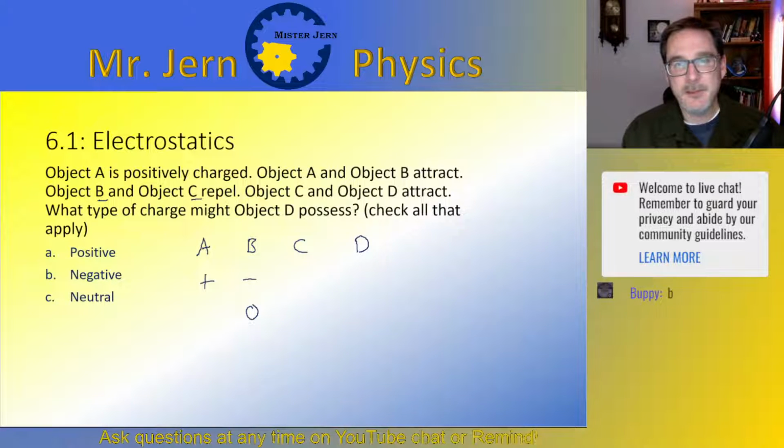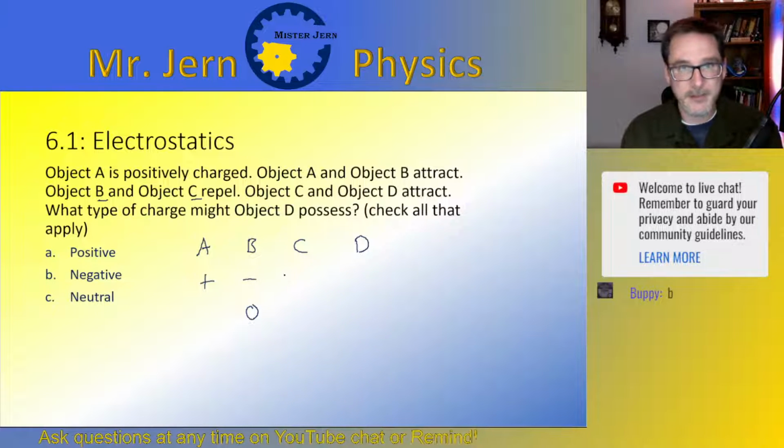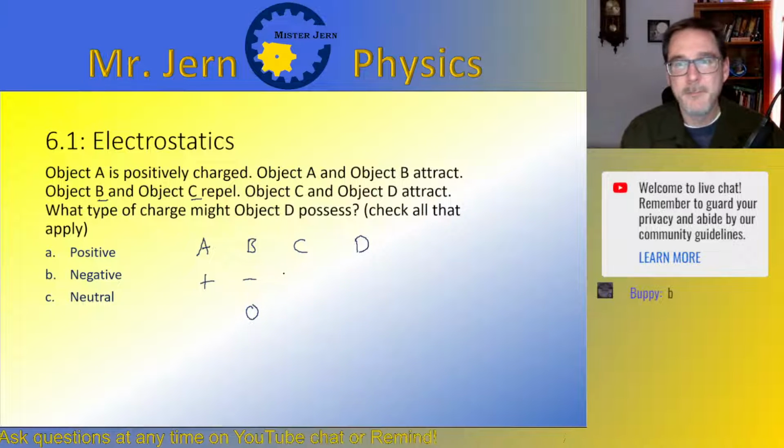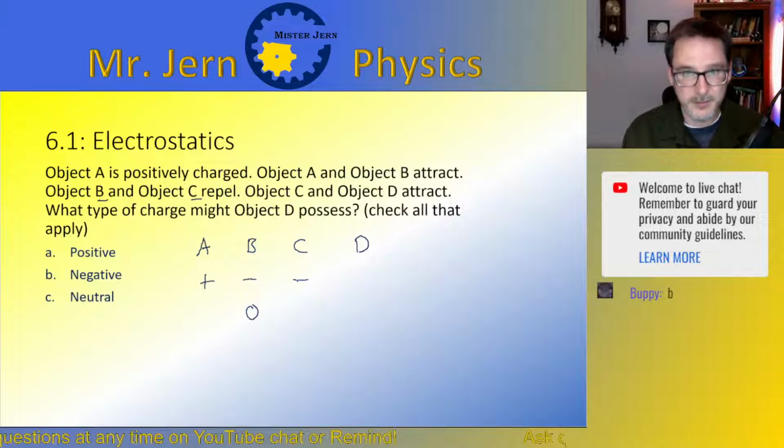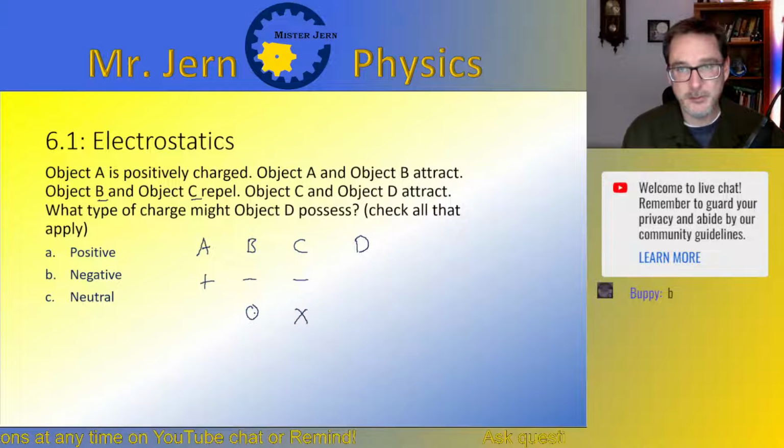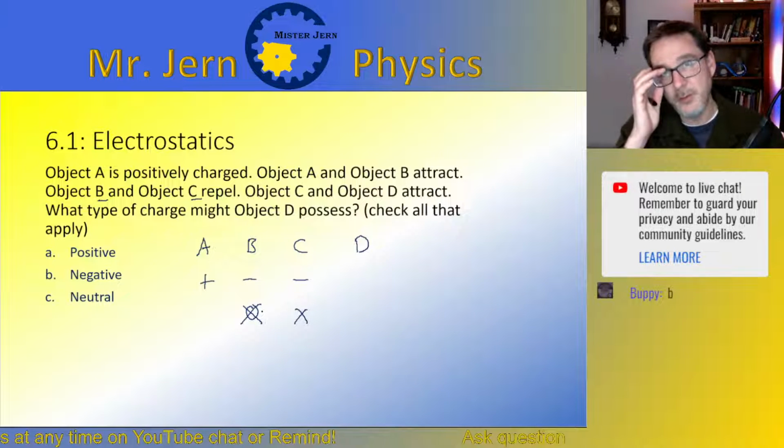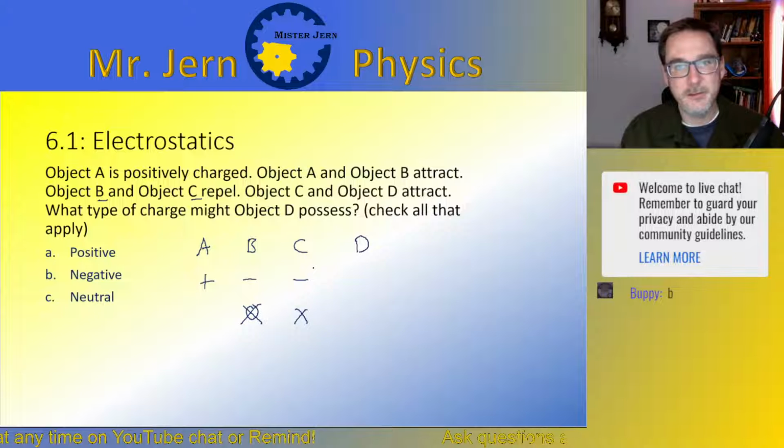Object B and object C repel. If object B is negative, and then if it's neutral, and this is why you've got to write it all down. If it's negative, then the only thing that's going to repel a negative is a negative. Nothing will repel a neutral, so honestly, this can't even be neutral. So what that means is C is definitely negative. This one's an easy one.